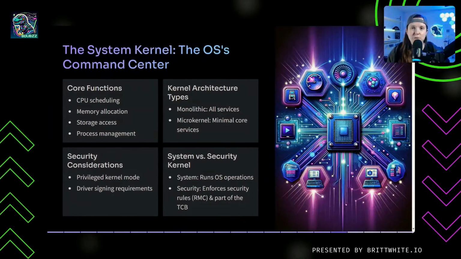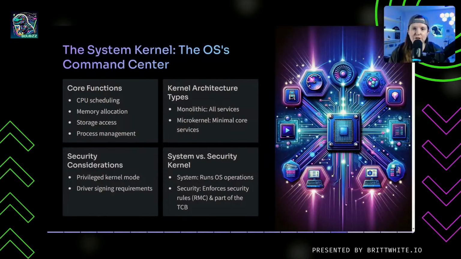So what does it do? Like a control room operator, the kernel manages everything: CPU scheduling, memory allocation, storage access, and process management. It runs in privileged kernel mode with full access, making all the important decisions.